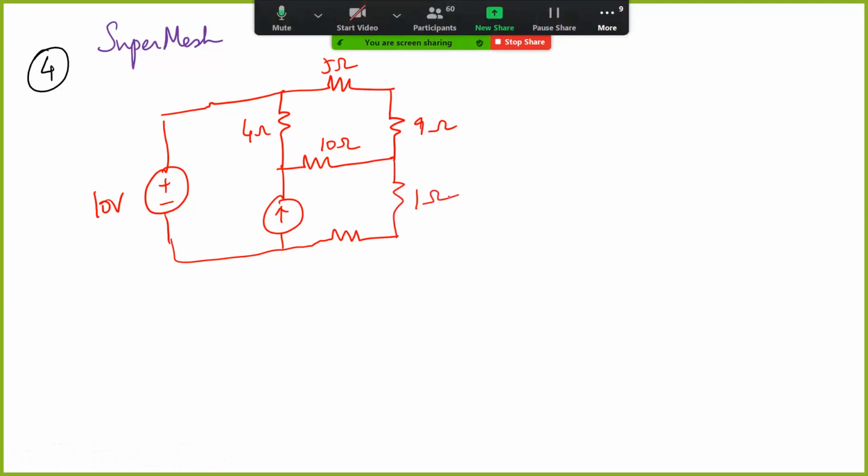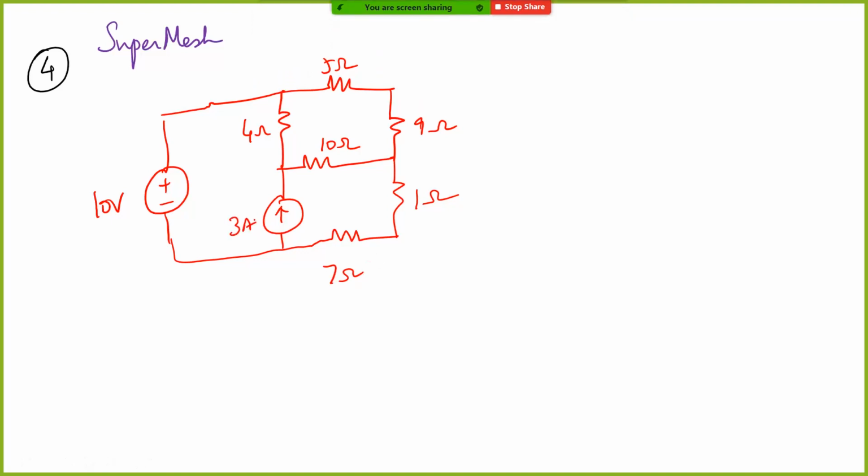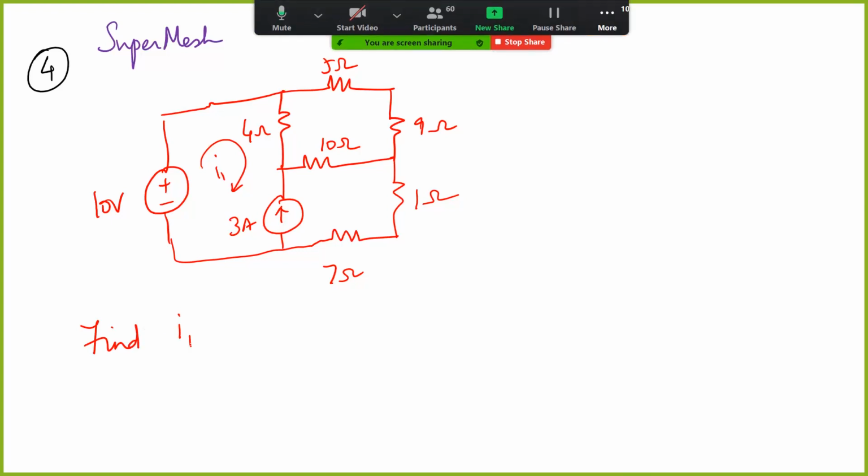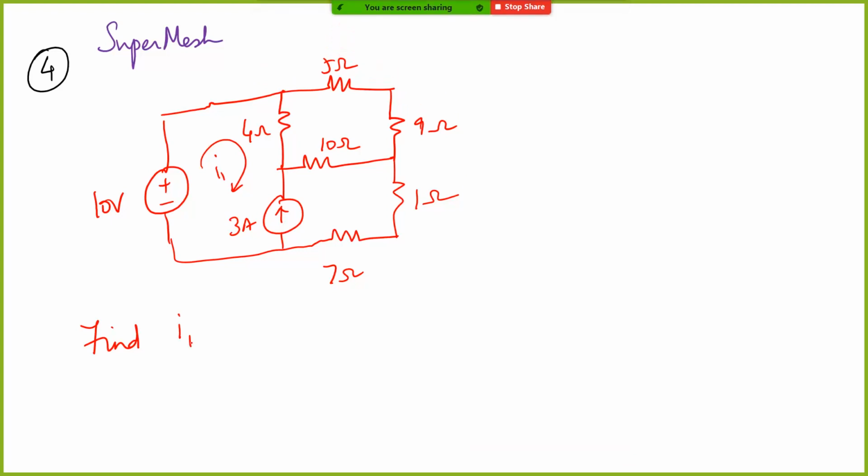So this is 1 ohm, this is 7 ohm, this is 3 ampere. And the question is, find out what is I1. Now if you try to write a KVL equation around the first loop, you have this current source, right? You don't know what is the voltage across the current source. So what is the first option?